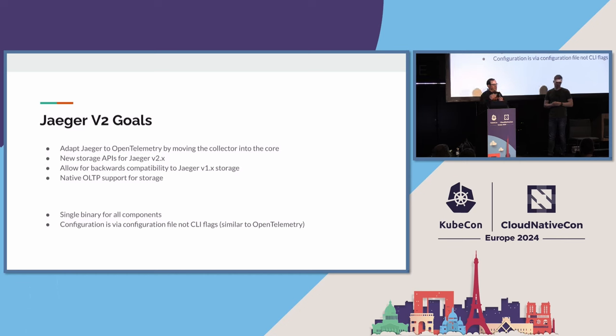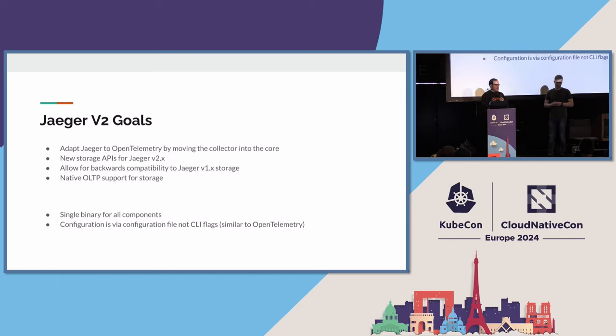Similarly, today there's a few different binaries for Jaeger that are part of the microservices. The goal is to incorporate those into a single binary that can be used in many different ways within your Jaeger environment. So simplifying the complexity of the services and making it so that you can configure it in any way that you need to in terms of your scale and use cases.